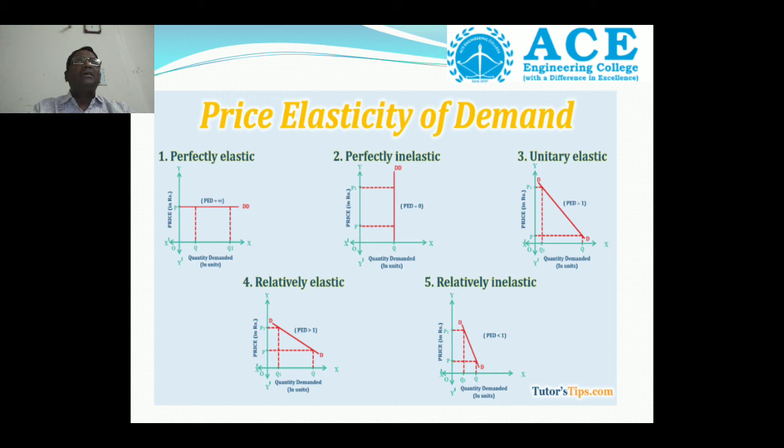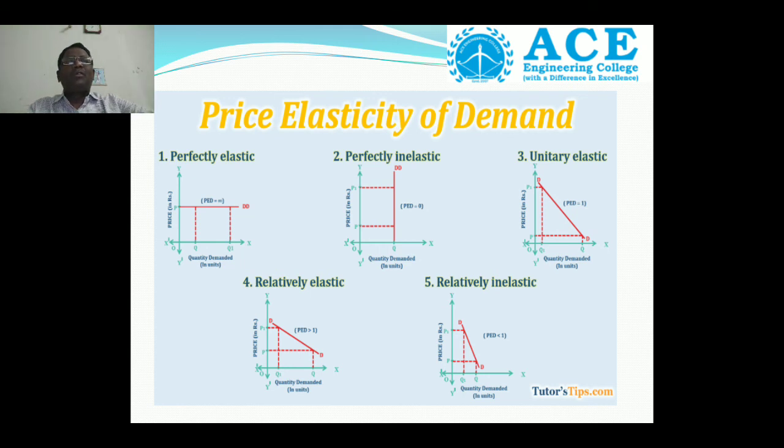Why? Because the proportionate change in the price and the proportionate change in the quantity demanded are both equal. Then relatively elastic. Relative means comparative between the price and quantity demanded. Then what is the value? Greater than 1. Whereas relatively inelastic, the value is less than 1.